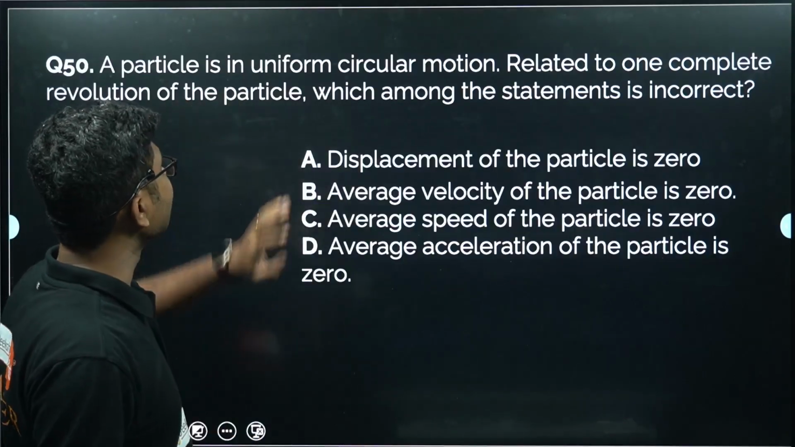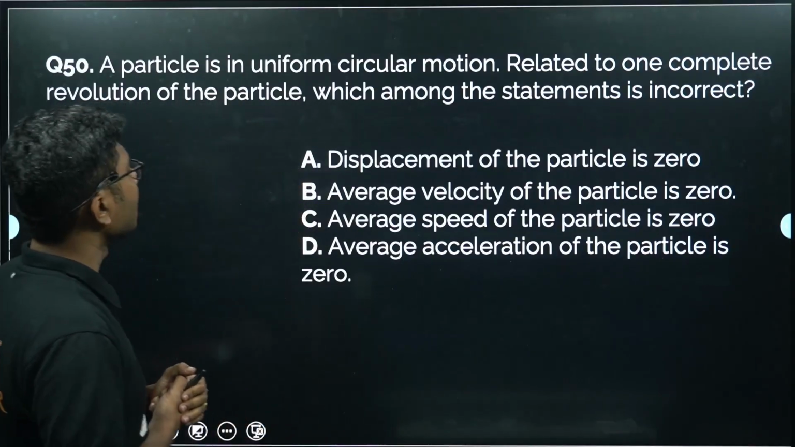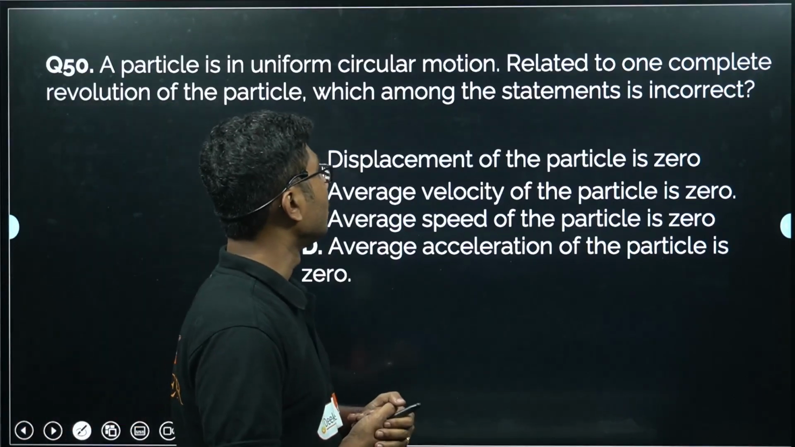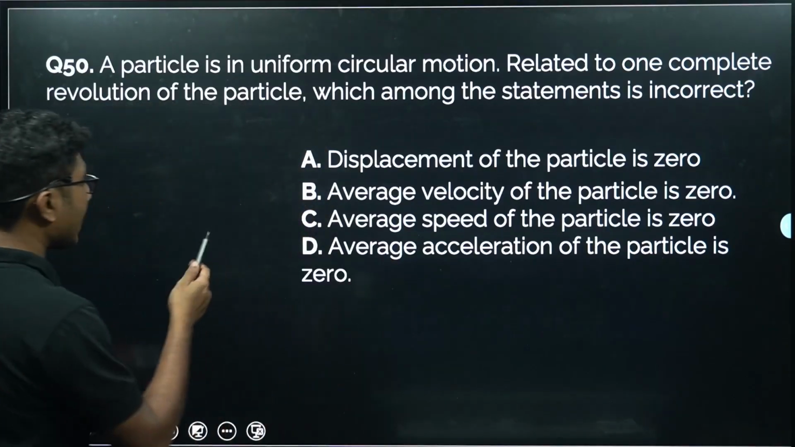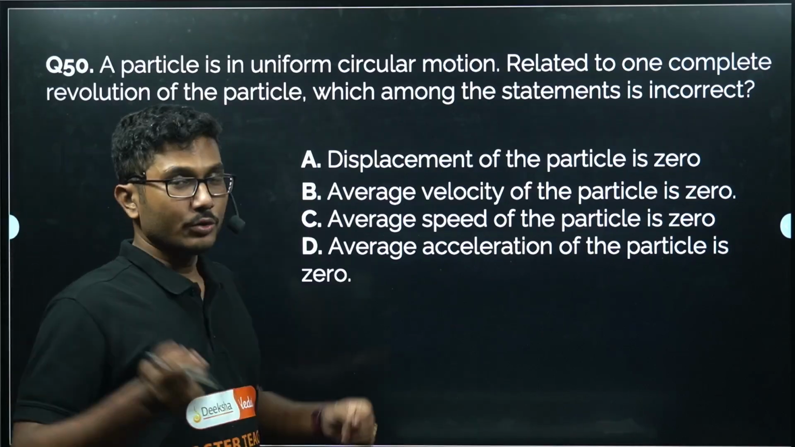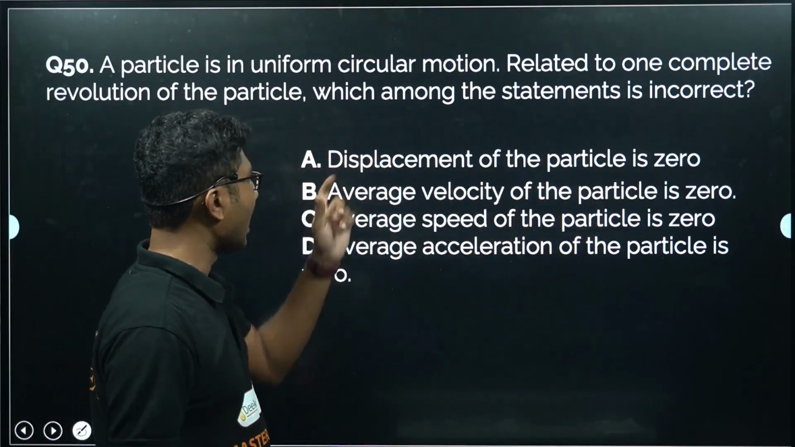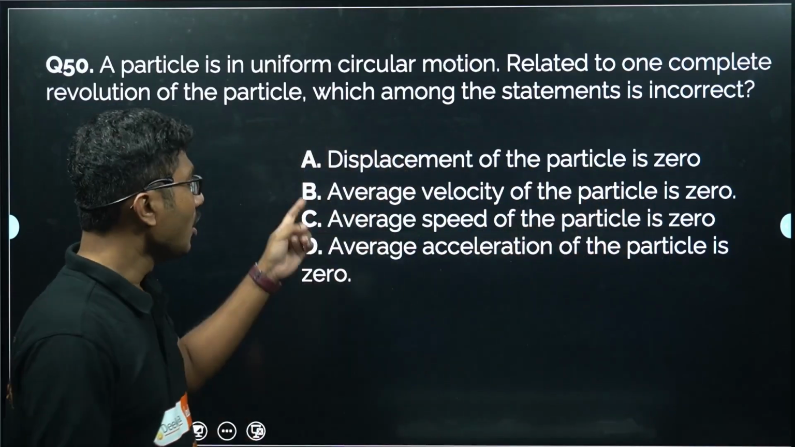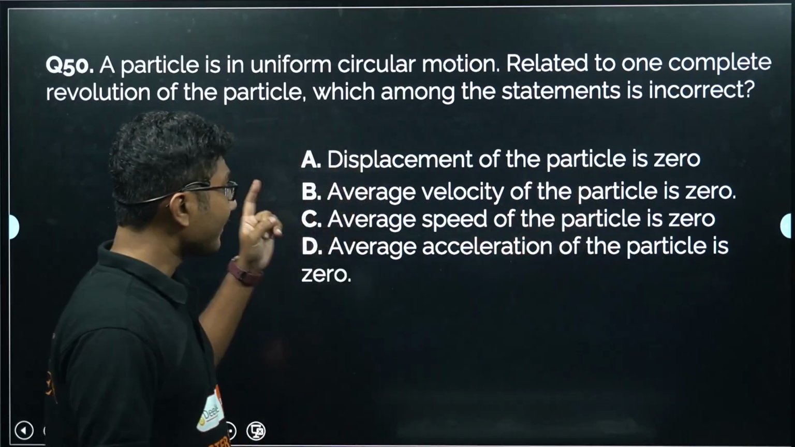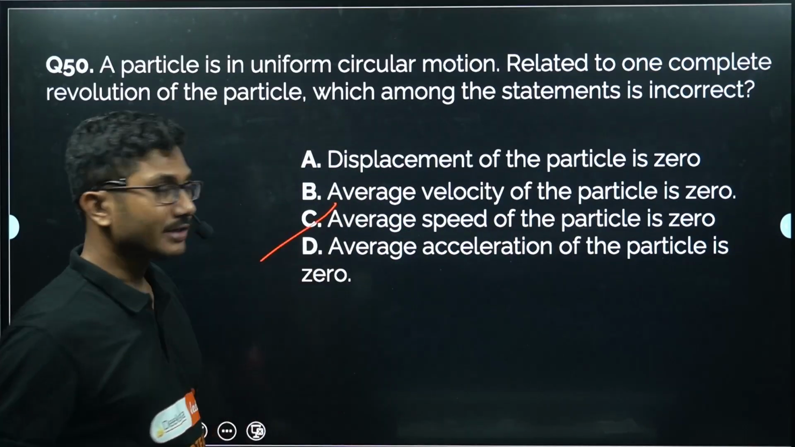A particle is in uniform circular motion. For one complete revolution of the particle, which of the statements is incorrect? This is a time saving question where you can answer easily without wasting too much time. Displacement of the particle is 0, obviously 0. Average velocity of the particle is 0, since any vector quantity in a complete cycle is 0. Average speed of the particle is 0? Average speed does not become 0 because total distance traveled is not 0.